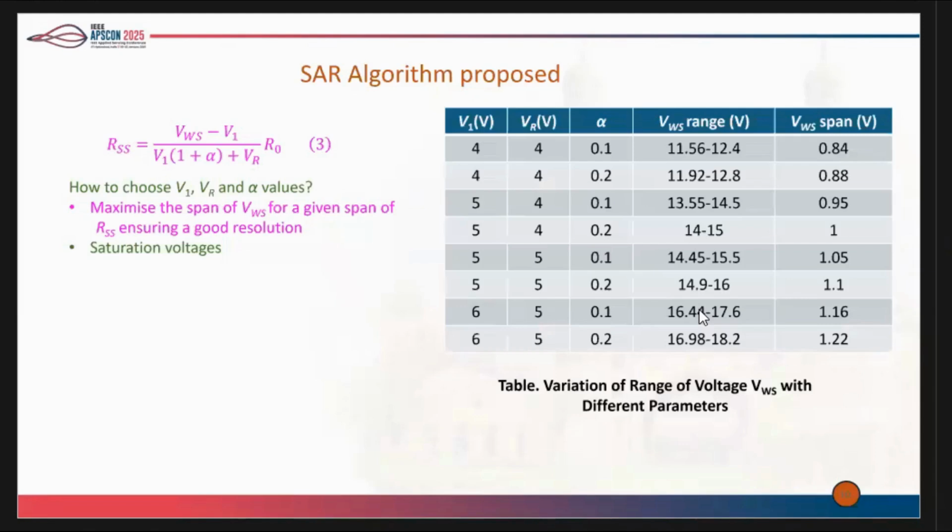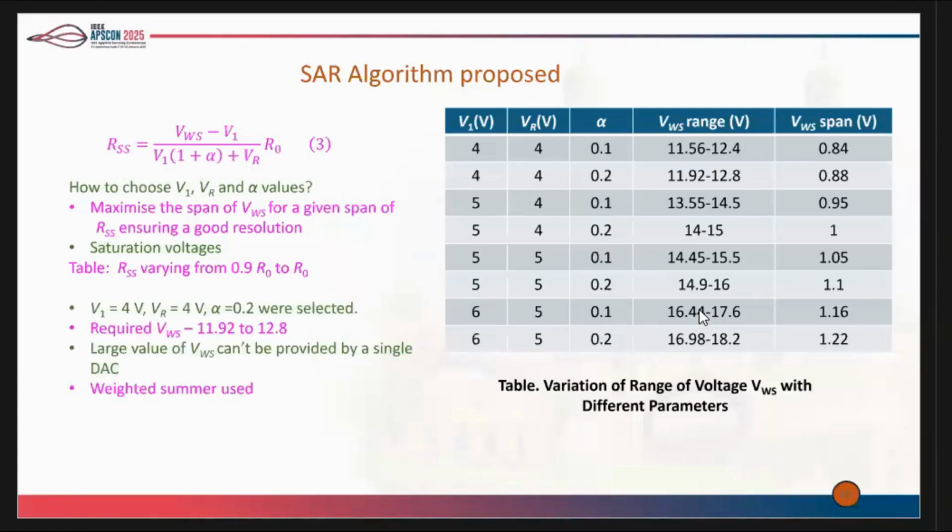This is the variation of the range of voltage BWS, the weighted summer voltage output, with different parameters V1, VR, and alpha. We see that the BWS span is around 0.88 when V1 and VR are 4 and alpha equals 0.2. We selected those, and we saw that the required BWS is around 11.92 to 12.8 volt, which cannot be provided using a normal DAC. Hence we use the weighted summer.